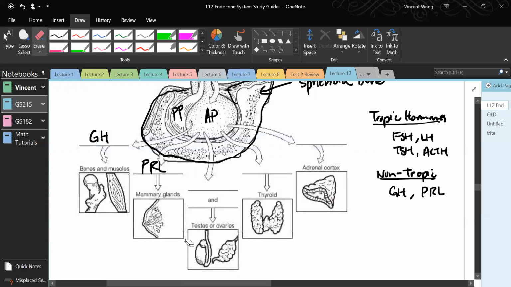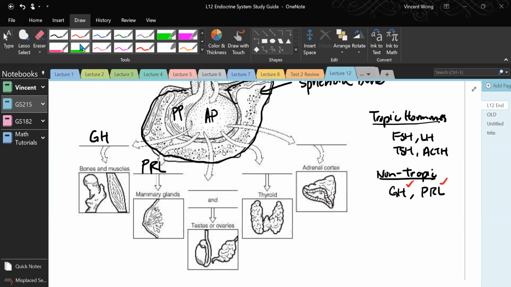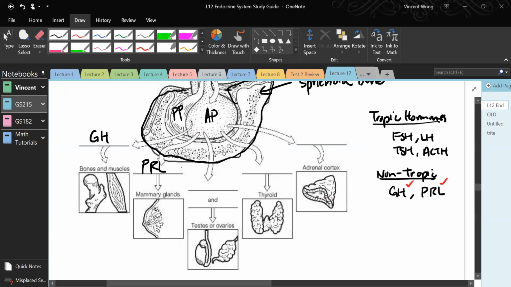What about ovaries and testes? Okay, so this is done. Which of these targets the testicles and the ovaries? That's right, the FSH and LH. FSH will trigger spermatogenesis in guys and oogenesis in females. LH would trigger ovulation in females, and for guys, it would just stimulate the release of testosterone.